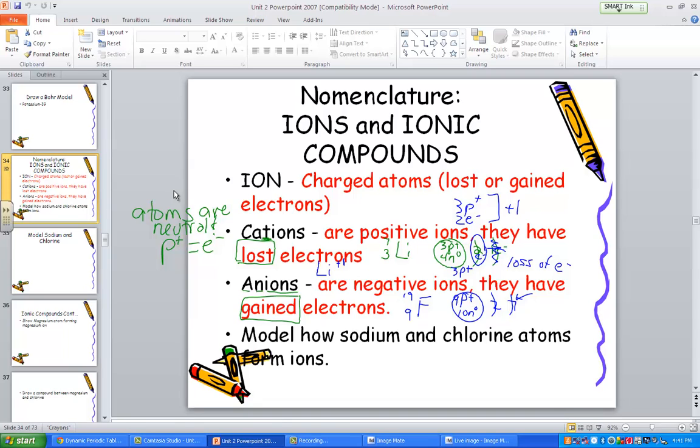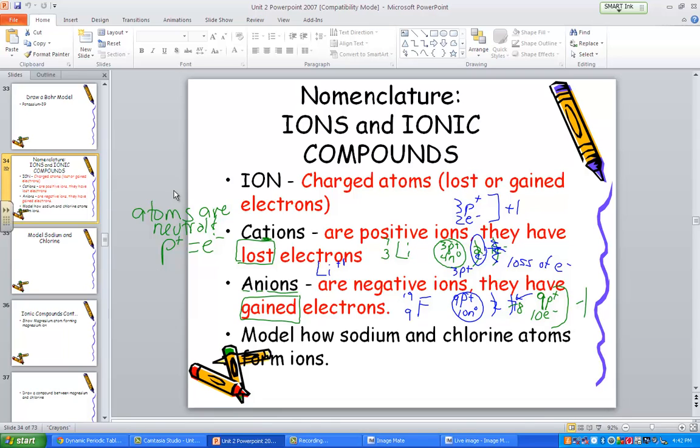If we add an extra electron, it had 7. Let's put 8 in the outer shell, giving it 1 extra electron. 9 positive protons, but 8 and 2 now is 10. If I have 9 positive protons, but 10 electrons, do you see how the resulting charge gives it a -1 overall?